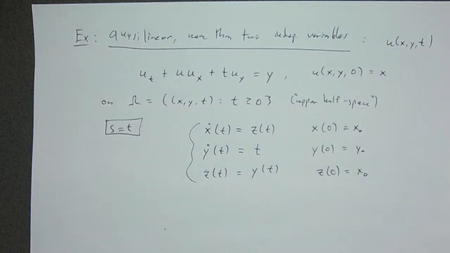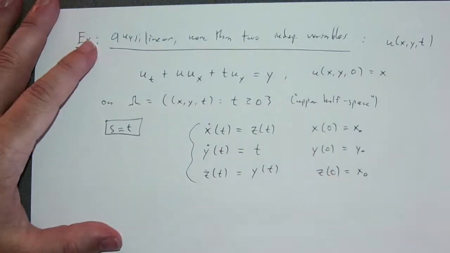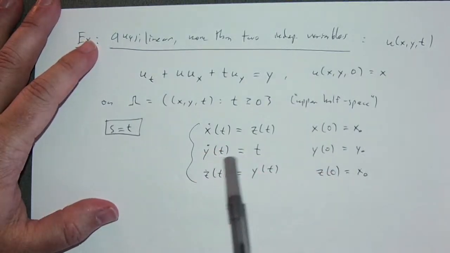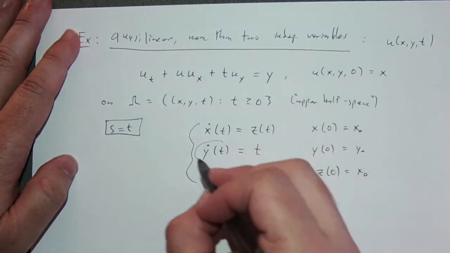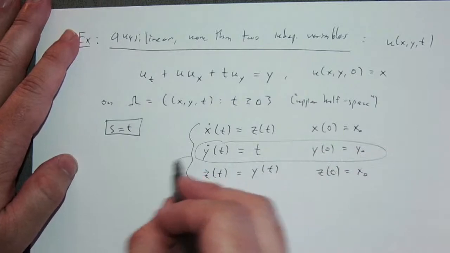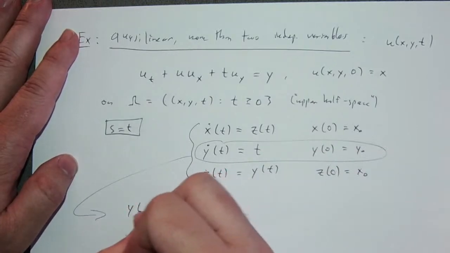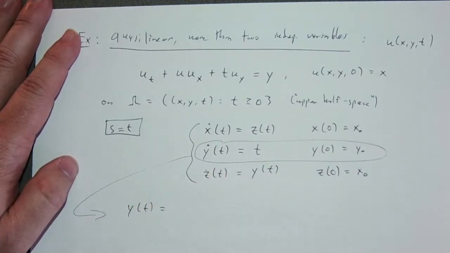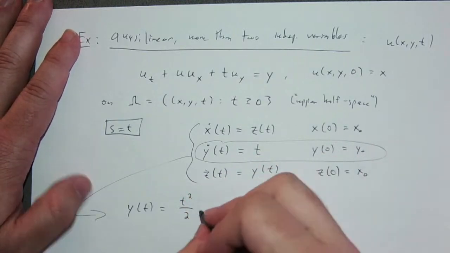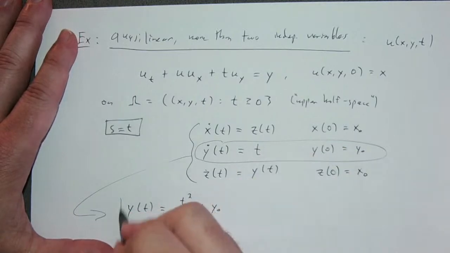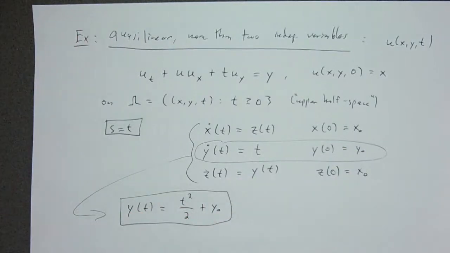Okay. So solving the y equation, this is actually just an explicit ODE. I can just integrate and impose the initial condition to get that y of t is just t squared over 2 plus y naught. That's a differential equation even a calculus student could do that never had ODE, right? Okay. Then what about the z equation?